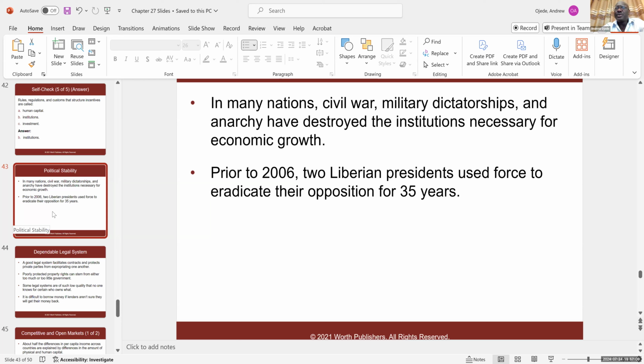So prior to 2006, two Liberian presidents used force to eradicate their opposition for 35 years. Okay? Think about that. You guys heard about Charles Taylor.